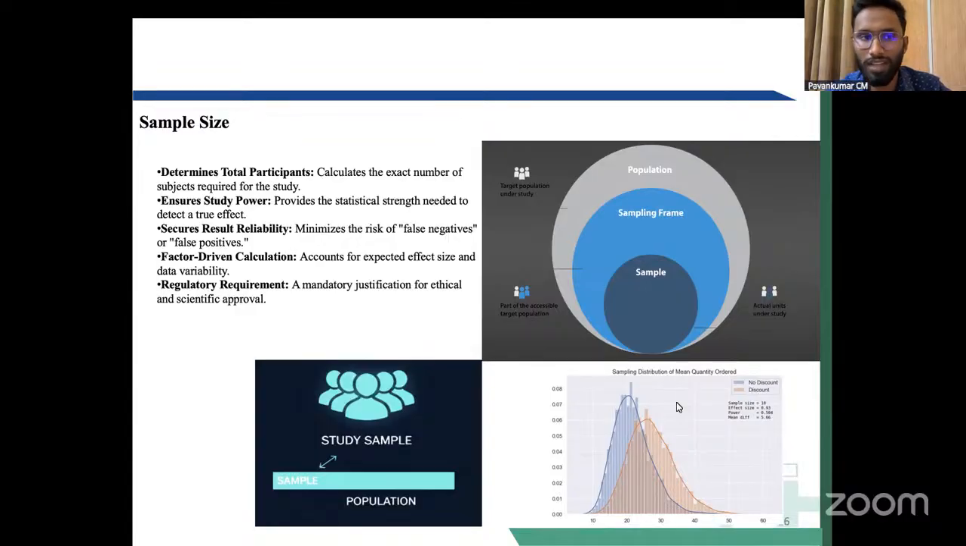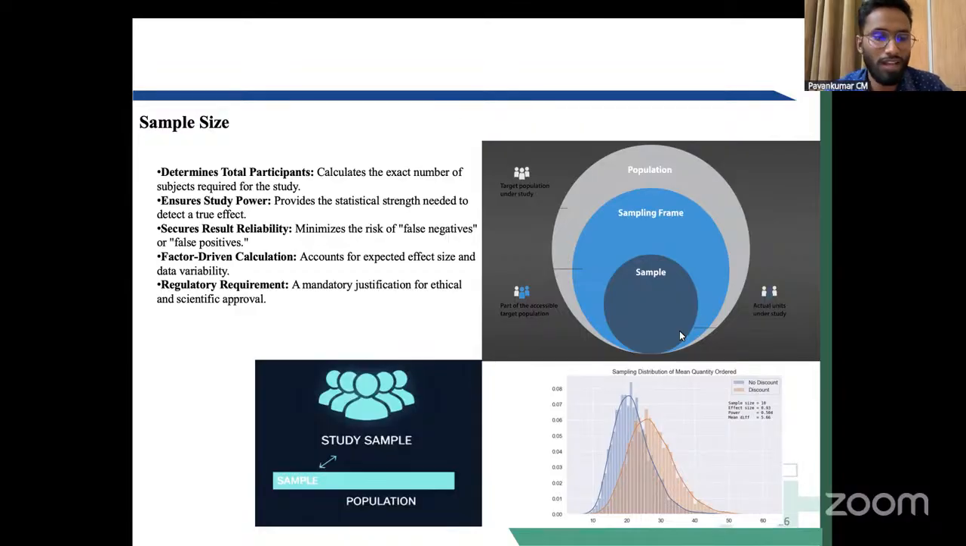And many kinds of sample sizes are there based upon the study. A secure result, reliability, minimizes the risk of false negative or false positive. Also the factors driving the calculation account for expected effect size and data variability. Regulatory requirements we are also going to see. Regulatory requirements mandate justification for ethical and scientific approval.